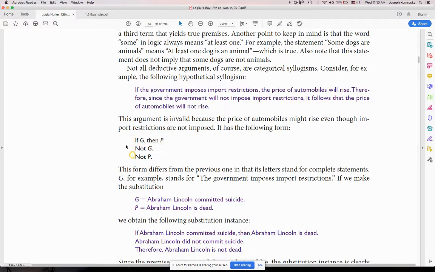So you symbolize it into its basic form, and you see a pattern. If G, if government imposes import restrictions, and notice down here it says not G, will not impose government restrictions, then P, then price of automobiles will rise, then we see not P. It follows that price of automobiles will not rise. So take this whole thing, put it in its real simple form, and then he says, look, maybe you don't know anything about government automobiles. All you want to know is, is this whole thing valid?